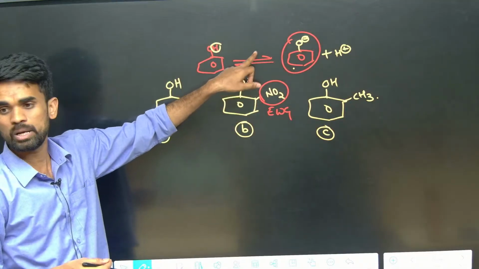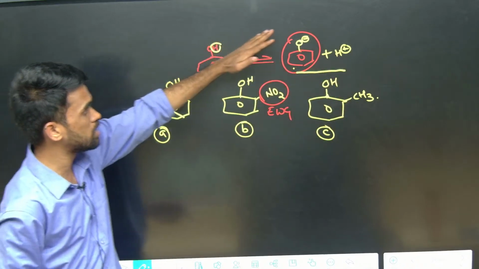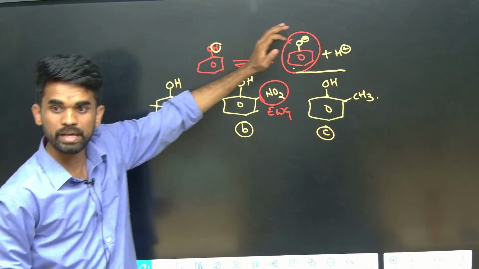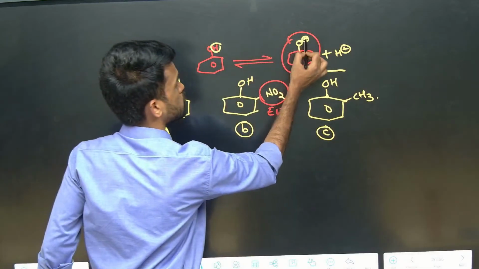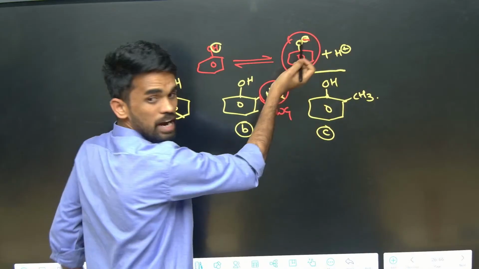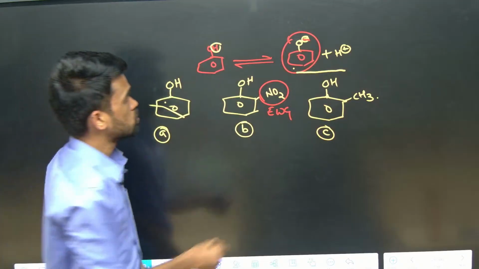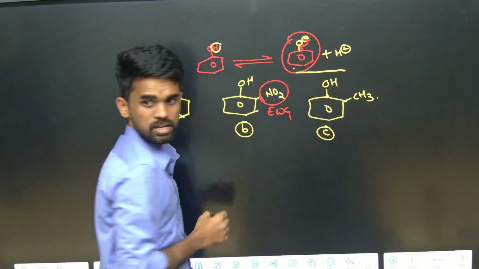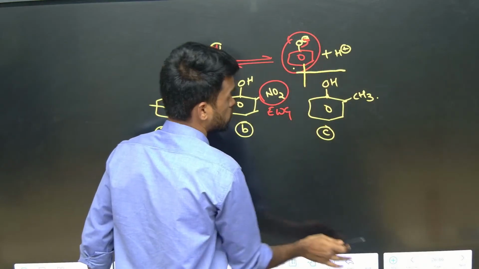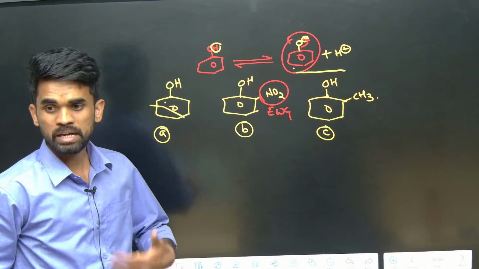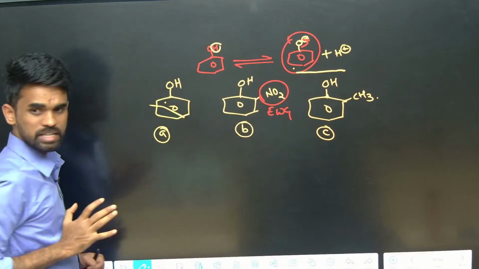I have mentioned an equilibrium symbol here. If the product formed is more stable, then the equilibrium easily moves forward, so the acidic nature will be increased. In order to stabilize this phenoxide ion formed, that negative charge must be shared between the other atoms also. More stabilization takes place when it is involved in conjugation. So if there is any electron withdrawing group at either the para or ortho positions, the phenoxide ion stability increases.